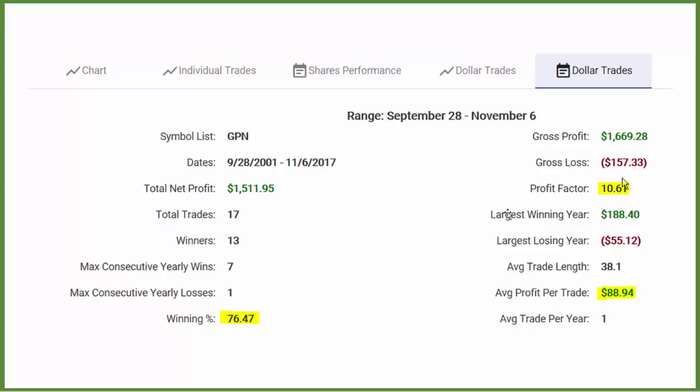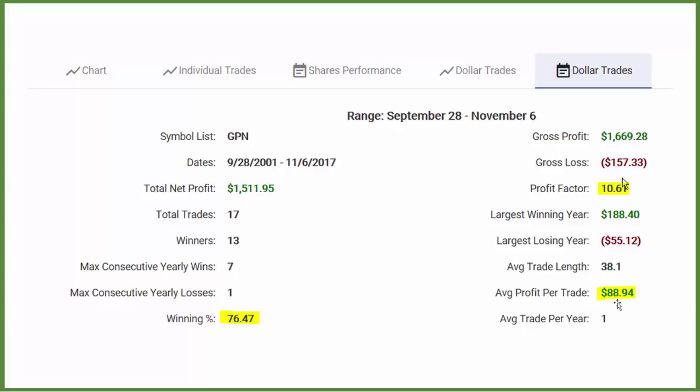Now, these dollar trades are based on buying $1,000 worth of GPN every year during this time period. So, however many shares $1,000 will buy you, that's what this is providing. And so what that is saying is that the average profit per trade during this 1 month period in GPN is providing an $88 profit, average profit, win, lose, or draw. And on $1,000, that's an 8.8 or 8.9% move to the upside. Right? So that's where you get your upside potential.